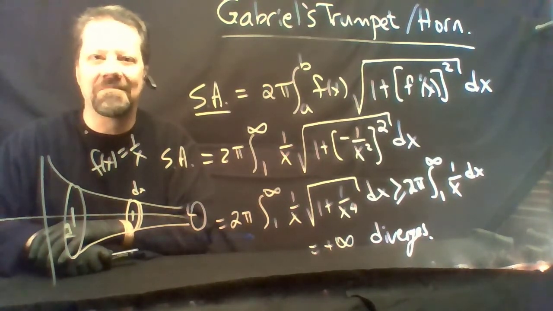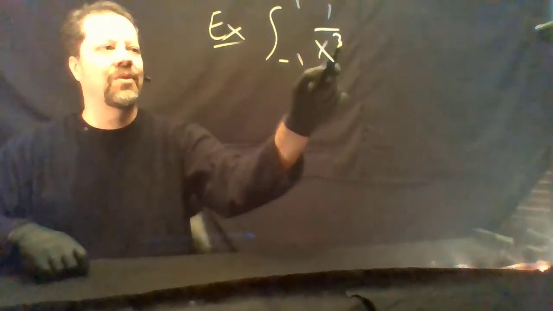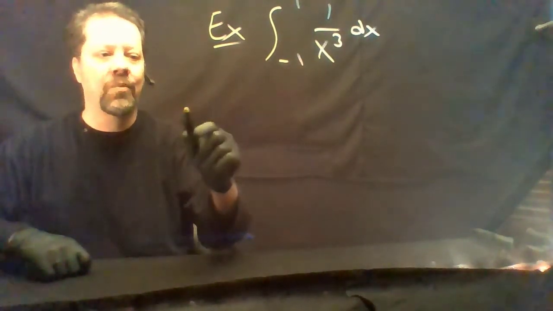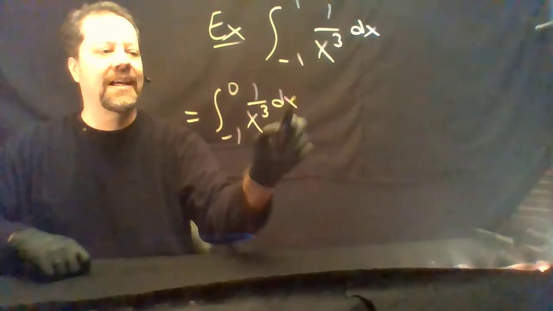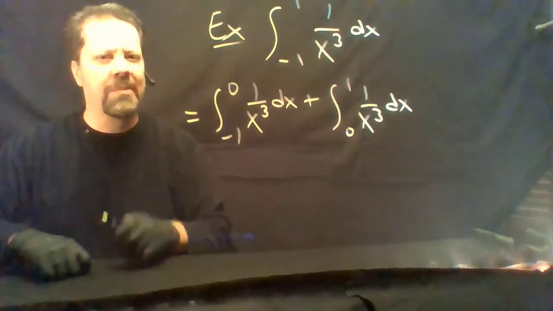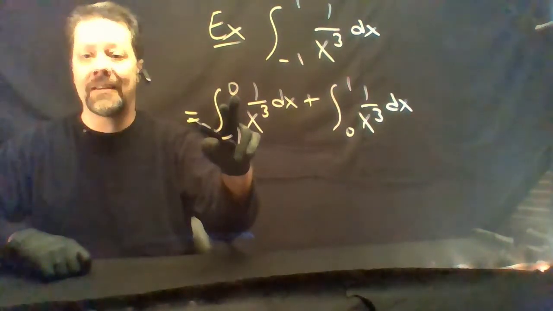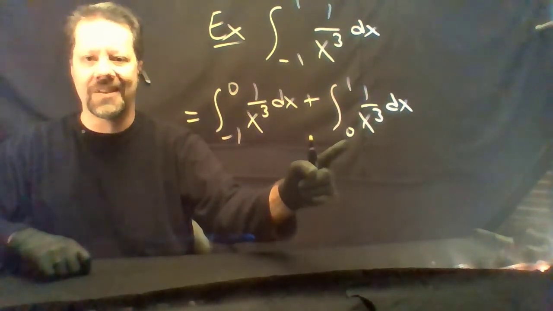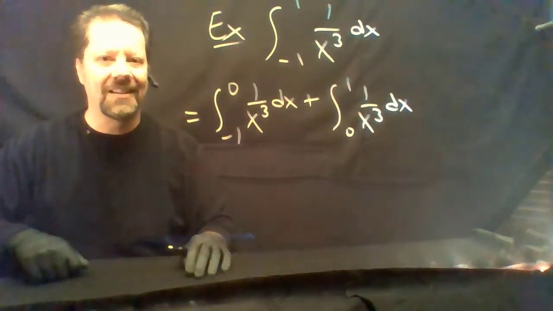Let's look at the integral from minus 1 to 1 of 1 over x cubed dx. We have a problem at 0. We must break this into the integral from -1 to 0, 1 over x cubed dx, and the integral from 0 to 1, 1 over x cubed dx. We're only permitted to do one limit per integral. So we have to break it up in this way so that we do one limit as we go to 0 from the left on the first integral, and as we go to 0 from the right on the second integral. Keep in mind, if one of these integrals diverges, the whole thing does.